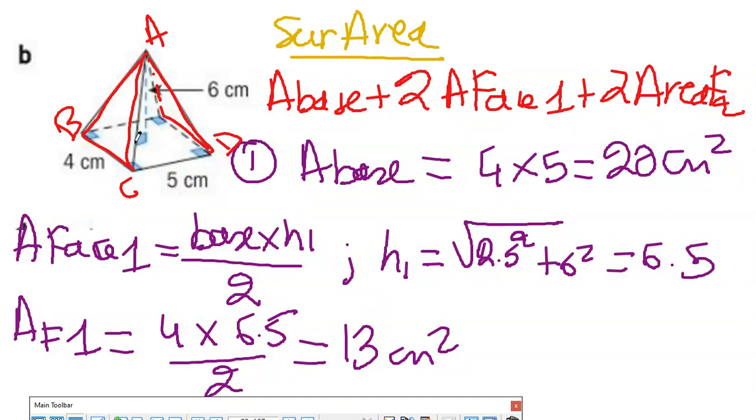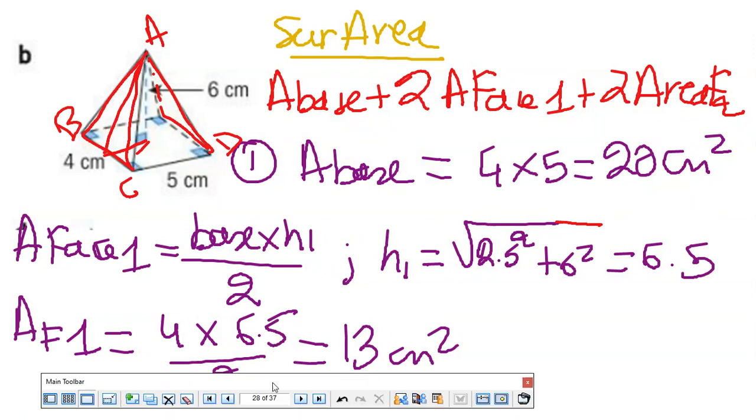The first one here will be 2.5, and the height here is 6, so I will be able to find H1. So this is H1 here, and H1 squared is equal to 2.5 squared plus 6 squared, so H1 is equal to radical 2.5 squared plus 6 squared, which is going to be 6.5. And in this case, I can find the area of face 1. It's base 4 times the height 6.5 over 2.